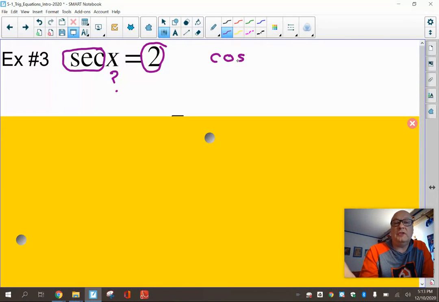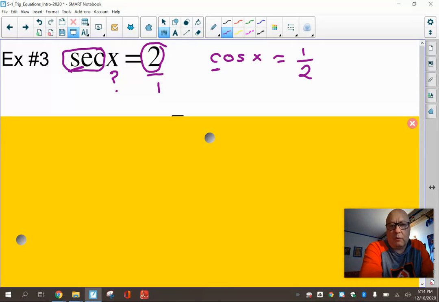So if I change this to cosine x instead of secant x, remember the s goes with the c, then if I do that, just change it, well, I have to do something to the 2. Because I used a reciprocal function, the 2 becomes a reciprocal. So it changes to 1/2 because it was 2 over 1. And cosine is the reciprocal of secant, and secant is the reciprocal of cosine. So if I change it, I need to do the reciprocal.